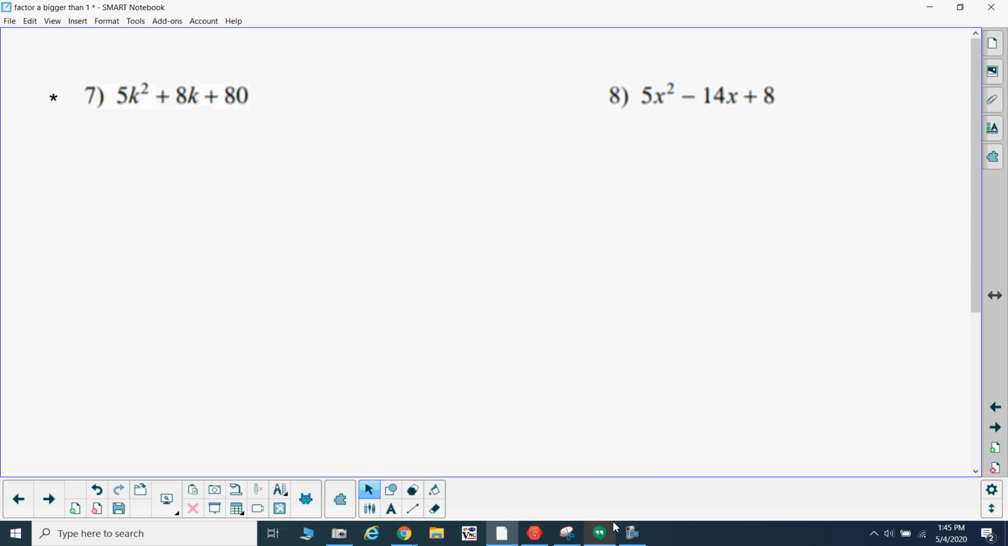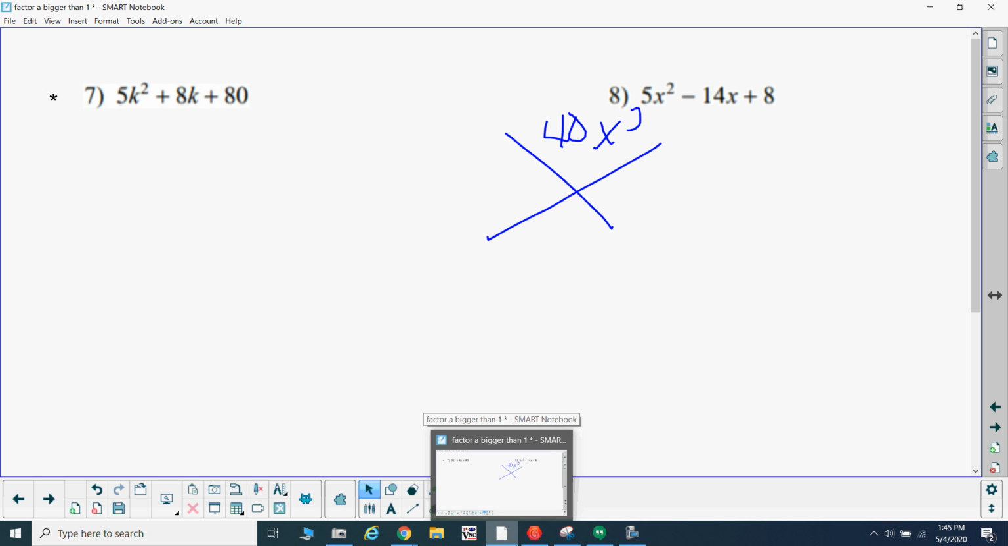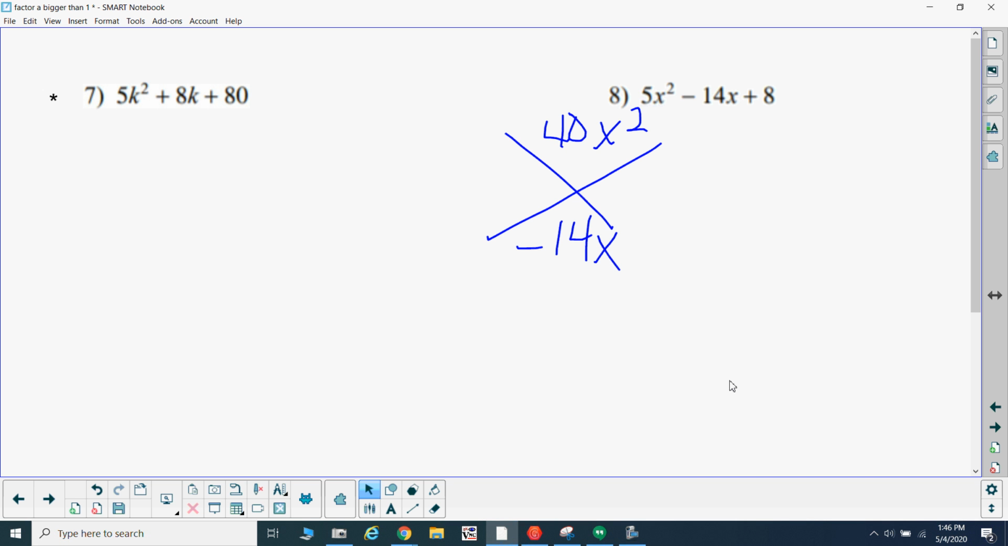So if we take 8 times 5 is 40. So this is going to be our 40x squared. And then I need a negative 14x here. So if we're factoring by grouping, I know they have to add up to give me negative 14, but multiply to give me positive 40x squared. So if they multiply together to give me positive 40x squared, they either both have to be positive or they both have to be negative. They're going to add up to give me a negative, which means they both have to be negative. So I know it's going to be negative 4x and negative 10x. Add to give me negative 14, multiply together to give me positive 40.